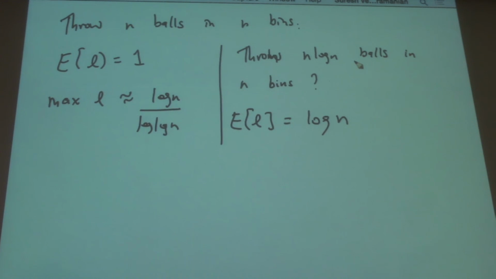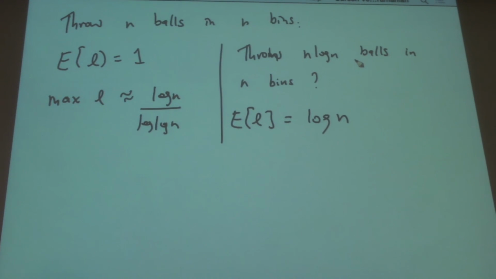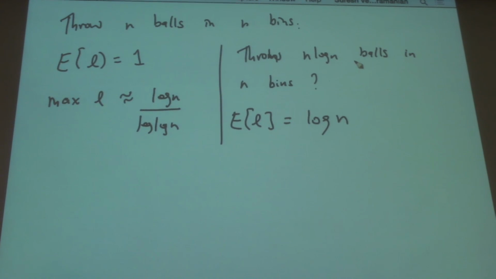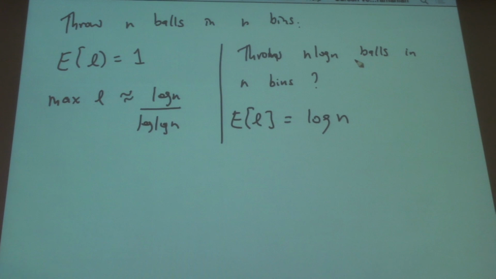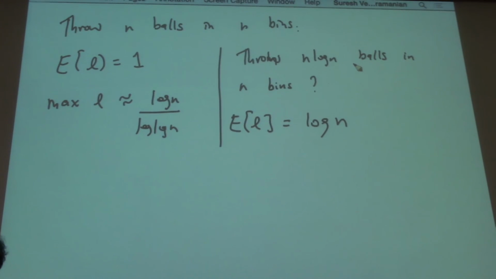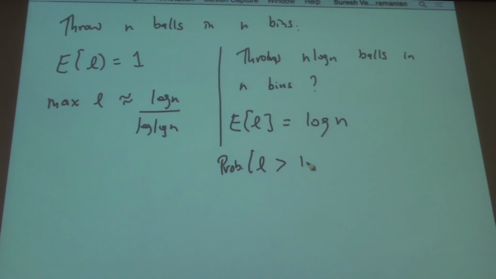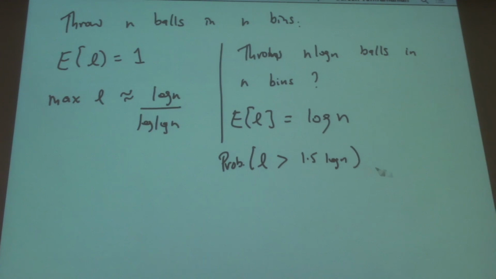But you can ask now, what do you expect? Before, when the expected load was 1, I could see deviations of up to log n. Some bins could get a lot of balls, some could get just 1. What happens in this case? Well, again, I just threw more in. You should expect to see more deviation. But you don't. It turns out, and you can apply a Chernoff bound to prove this, that the probability that the load is more than something like 1.5 log n is very, very small.